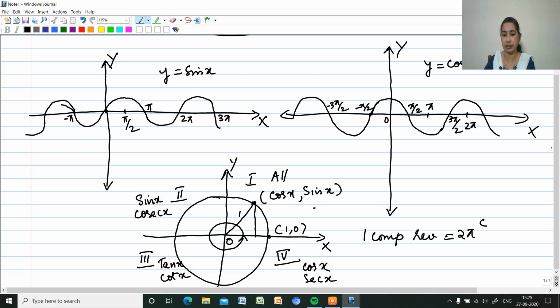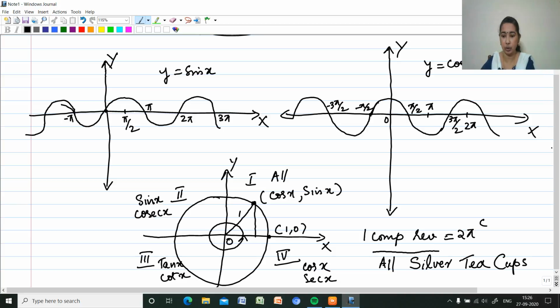So how will you remember this? All are positive in the first quadrant, so A for all. In the second quadrant sine is positive, so S, let us take the word silver. So all silver. In the third quadrant we should remember tan is positive, so starting with T, teacups. In the fourth quadrant cos x is positive, so the starting letter is C, and let us take cups. So all silver teacups.